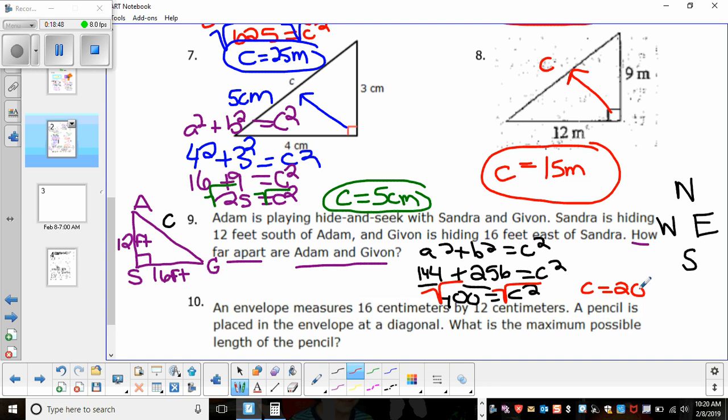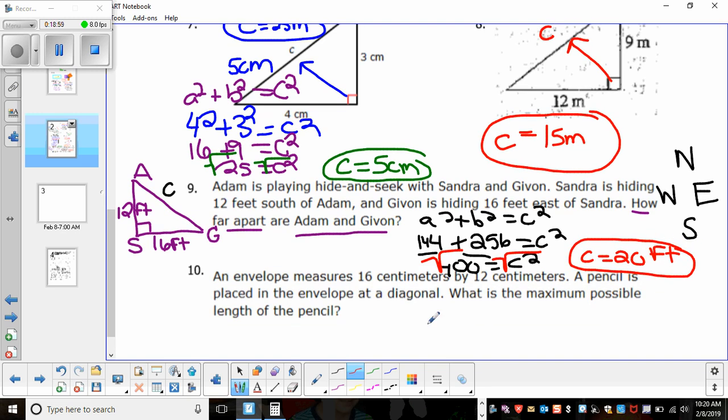So we are talking about feet, so it's 20 feet. So Adam and Javon are 20 feet apart from each other. Don't forget your units because the square root of 400 is 20.